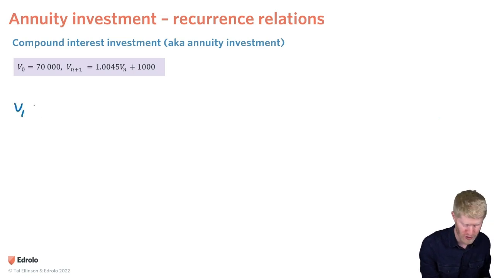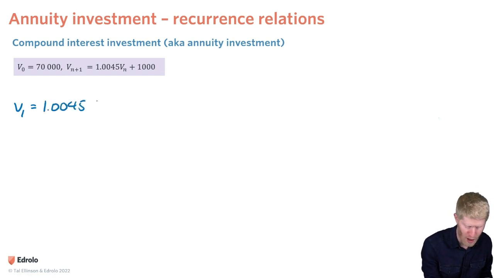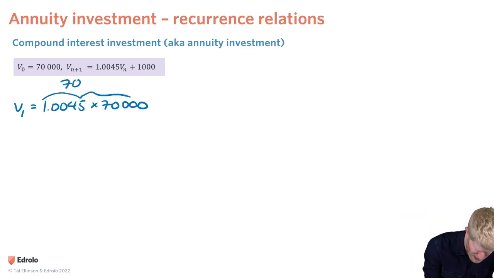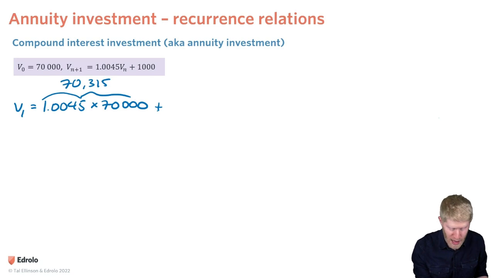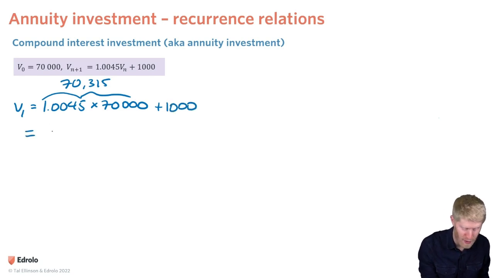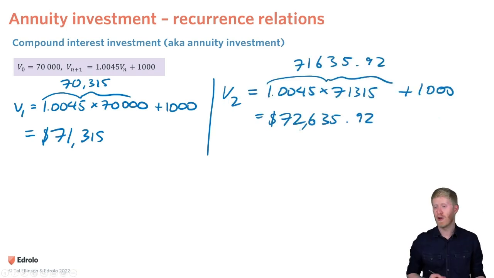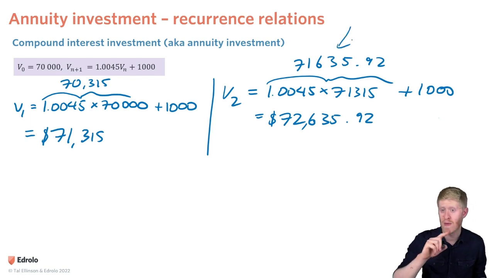So let's use this recurrence relation to mathematically see what's going on. We take our 1.0045, we multiply it by $70,000. That's the growth from interest. If we did that, we would get $70,315. But not only do we grow to that, we also add in an extra $1,000, so that at the end of the first month, our investment is worth $71,315. And you can do the same thing for the second month. If you look closely at this second installment, you'll see that the interest earned was even more than the previous one.